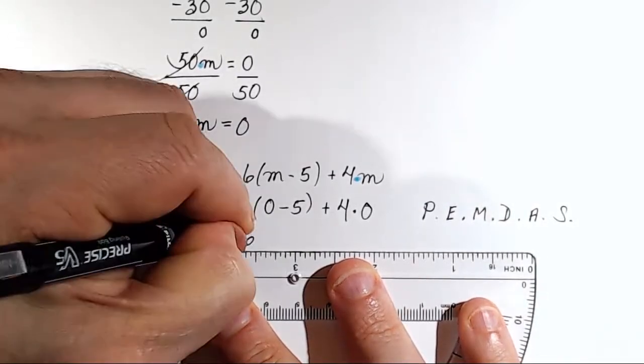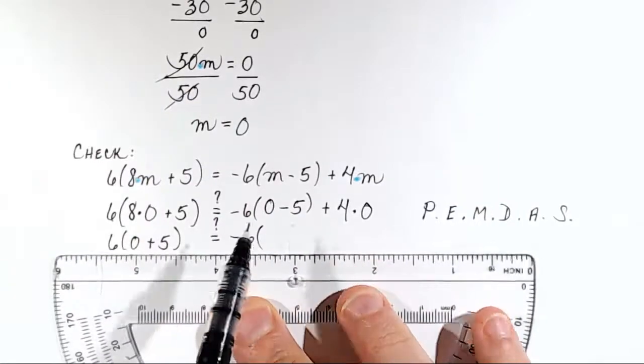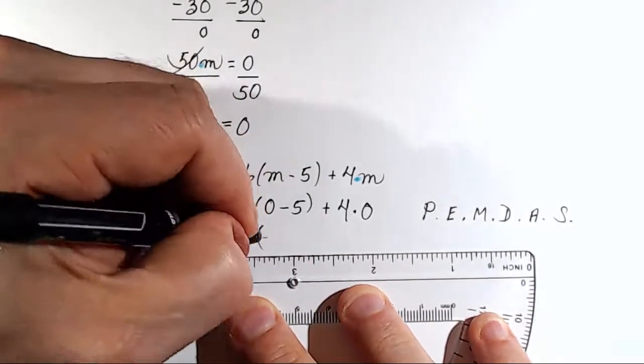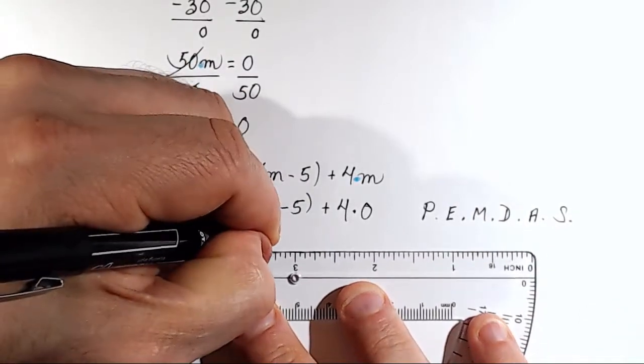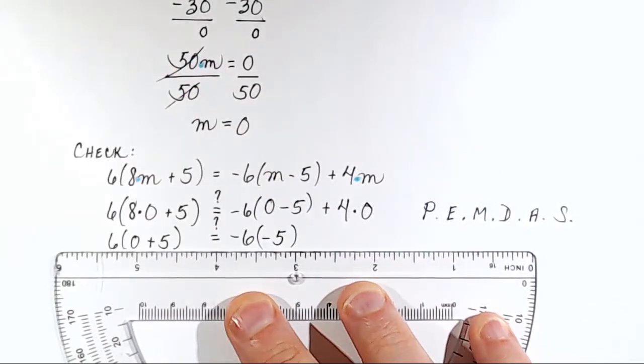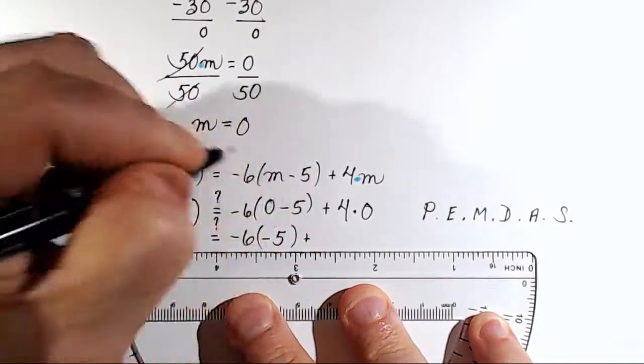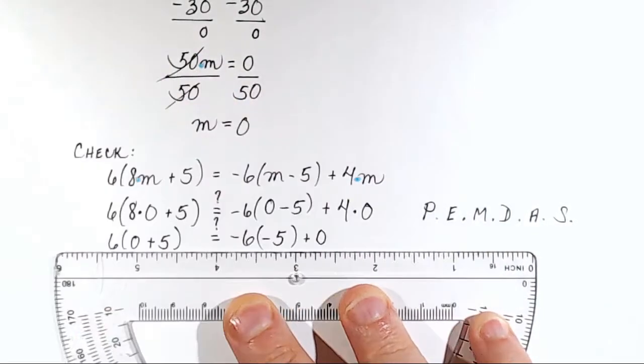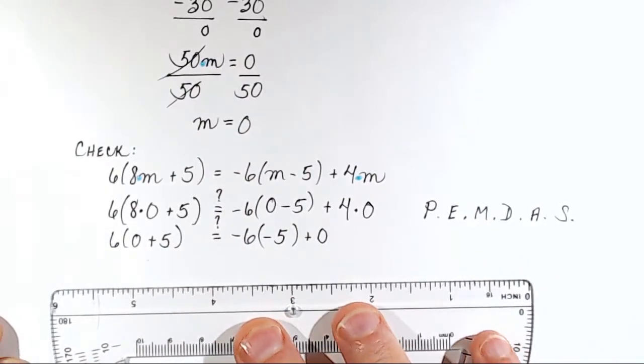-6, open parentheses. Now here, I'll just do the subtraction. 0 minus 5 is -5. So I'll put -5, close parentheses, plus 4 times 0 is 0. So I'll put plus 0. Continuing to simplify here.